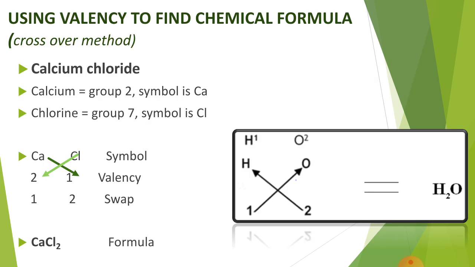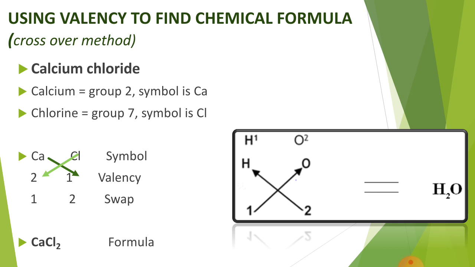Using valency to find out the chemical formula. We can use the valency to find out the chemical formula of different molecules. This method is sometimes called the crossover method. Let's take the example of calcium chloride. Calcium, as we know, belongs to group 2 and its symbol is Ca. Chlorine belongs to group 7. It's a halogen. Its symbol is Cl.